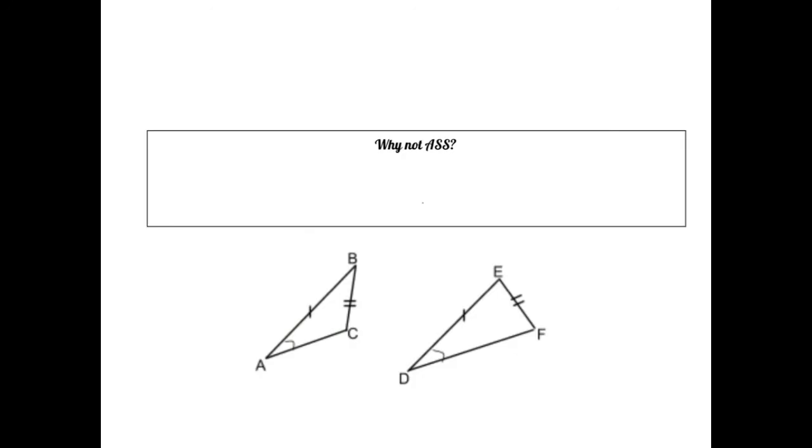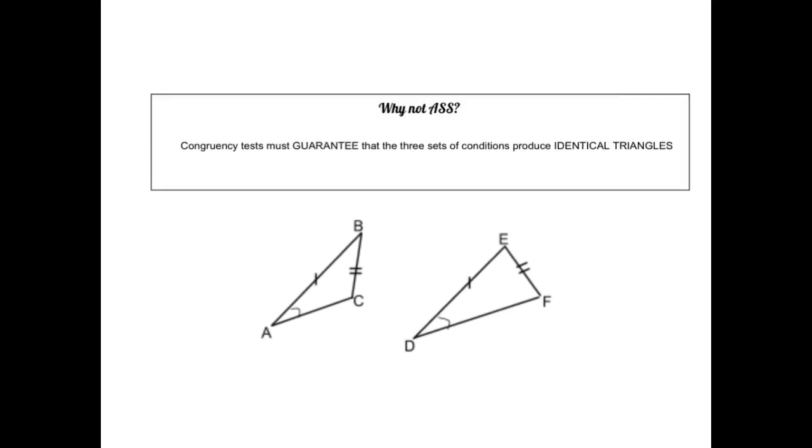Lastly, we've been using a lot of A's and S's. Why not ASS? Why not angle, side, side? Well, the answer is really already on your notes there. Congruency tests must guarantee that the three sets of conditions produce identical triangles.